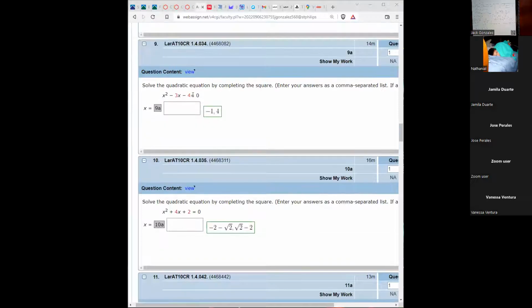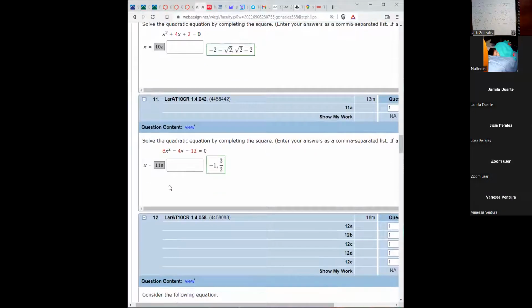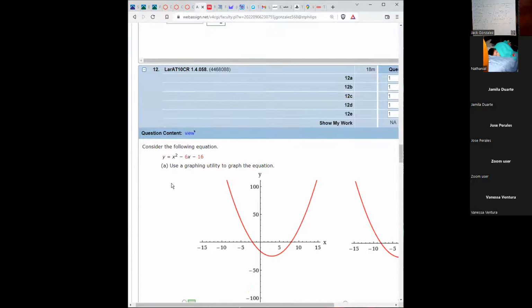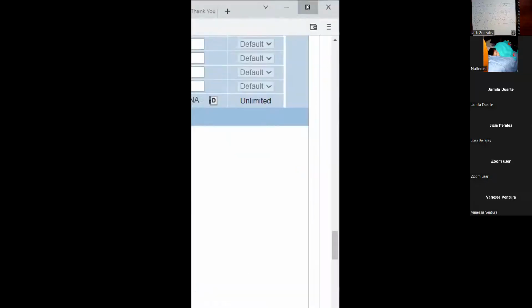Number 9 will be the same thing. Just move that 4 over. The only thing is your b is 3, so it'll be a fraction. So half of 3 is 3/2. Square that, add it to both sides. Number 11, you're gonna have to factor the 8 out first, so it doesn't mess you up, and then complete the square. So slightly harder, but same kind of stuff.